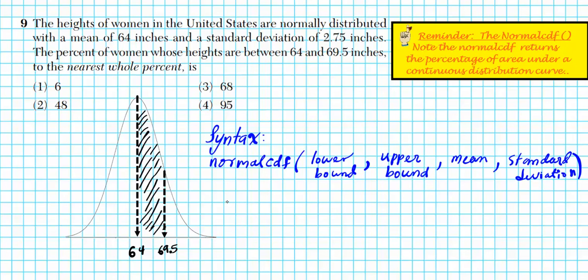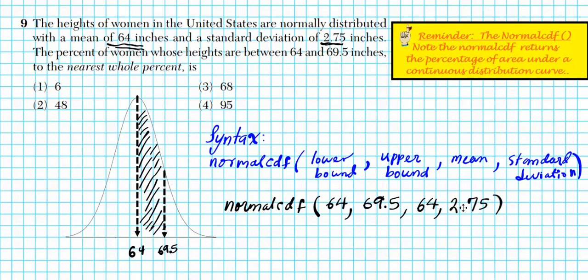Okay, so what we're going to enter in our calculator is normal CDF. The lower bound is 64. The upper bound is 69.5. The mean, what is the mean? Right here, 64 is the mean. And then the standard deviation is 2.75.